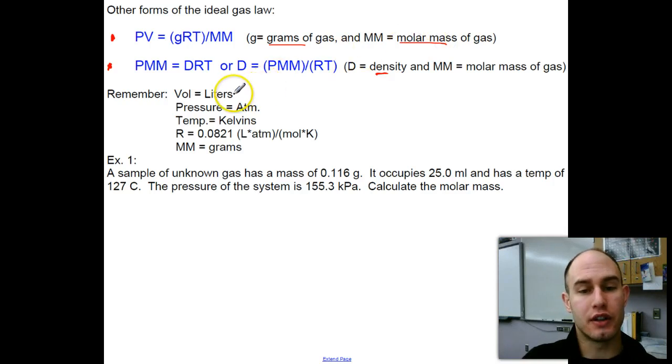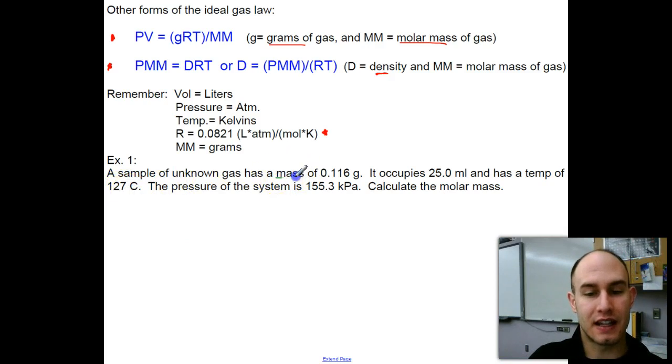Again, all of our units, we need to make sure we convert volume to liters, pressure to atmospheres, temperature in Kelvin. This is the reason. This constant, those units don't change because it's a constant, so everything else has to be converted to match those units. So let's go ahead and take a look at our first example problem here. We have an unknown gas that has a mass of 0.116. So mass is grams. So I'm going to represent that with the letter g. It occupies 25 milliliters. This is volume. And it has a temp of 127 degrees Celsius, so this is my T.